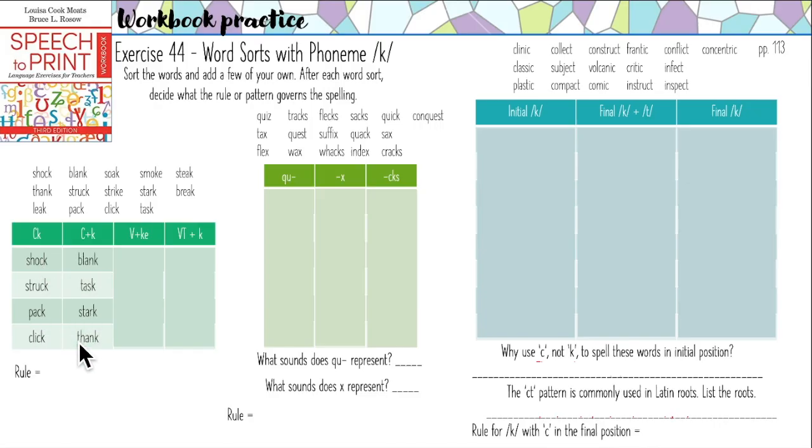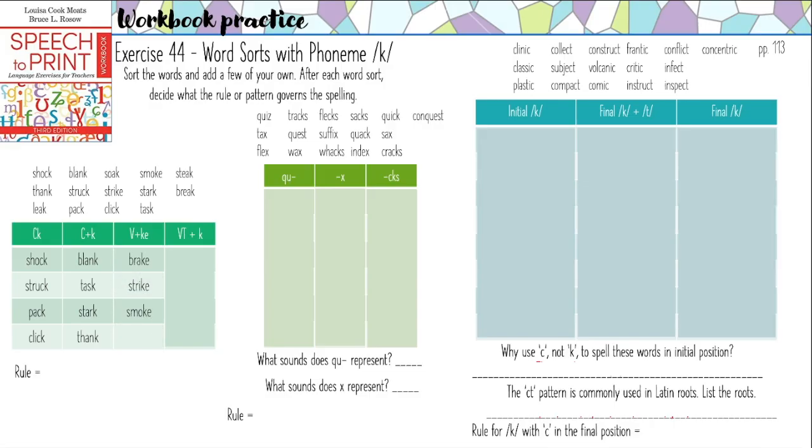Now let's take a look at consonant plus K. So this isn't C like CK. This is a consonant plus a K. So we have blank, task, stark, and think. So we can have a short vowel and a consonant. We can use a K at the end. We don't often like to use C's at the end. So if you have a consonant before your K sound, more than likely you're going to use a K.